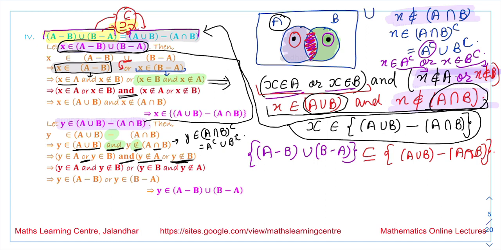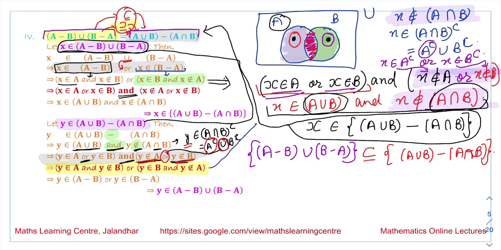And what is A complement union B complement? Because of this union sign, we have OR over here. So Y belongs to A complement, it means Y does not belong to A, or Y does not belong to B. And from this step, we will obtain that Y belongs to A and Y does not belong to B, or Y belongs to B and Y does not belong to A.